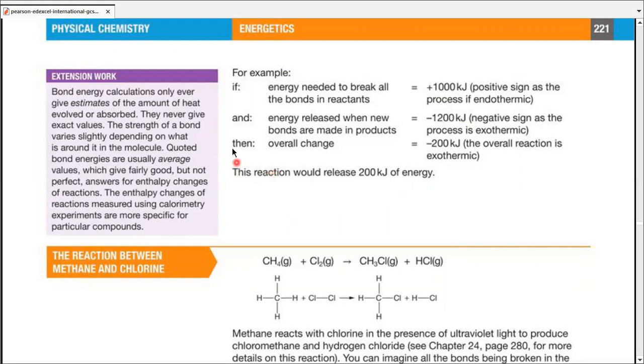Okay, for extension work, a couple of important points. Bond energy calculations only ever give estimates of the amount of heat energy evolved or absorbed. They never give the exact values. The strength of a bond varies slightly depending upon what is around in the molecule. So actually the entire molecule is responsible for a specific bond energy. Usually the values quoted on the previous page in the table were average values. They're fairly good for calculation, but they are never the perfect answers. What are the perfect answers? The perfect answers actually come from experimental work.